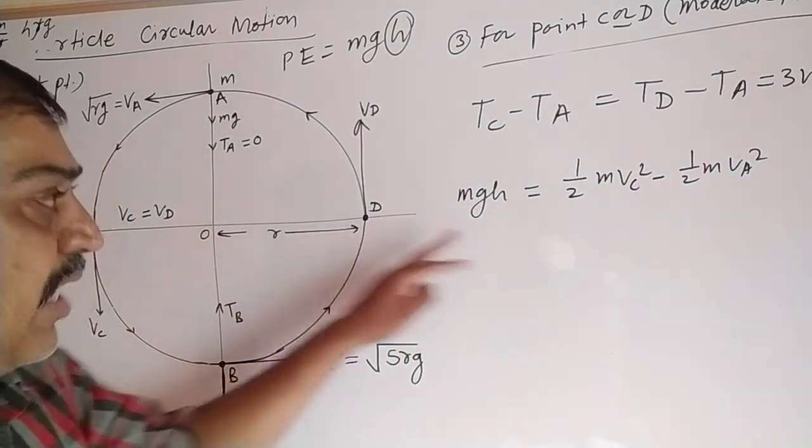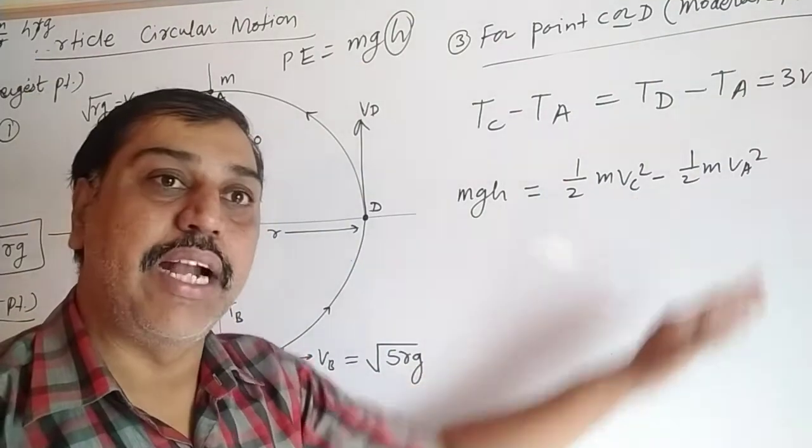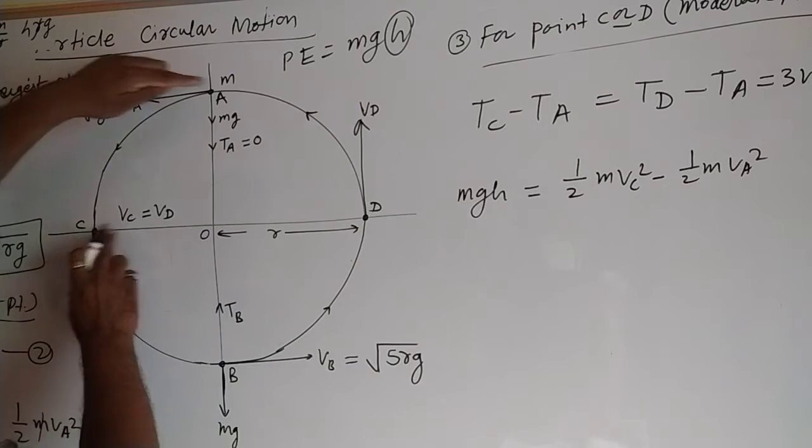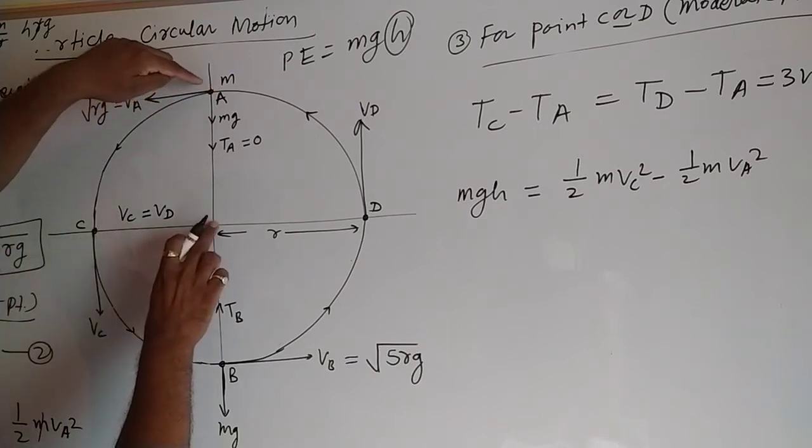If you consider D, you should use D here. That can be written later on. So h, what is the height from the point C? The perpendicular distance is r.